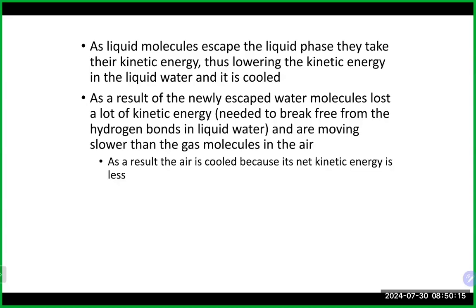So as liquid molecules escape the liquid phase, they take a lot of their kinetic energy with them, and that lowers the kinetic energy of the liquid water, and it's being cooled. If you think about it, as you're boiling, you get all these really fast moving molecules that are now leaving the liquid. So the liquid is actually losing all that energy as it goes out the top of the boiling part. As a result, the molecules that have escaped have lost a lot of kinetic energy that was needed to escape.